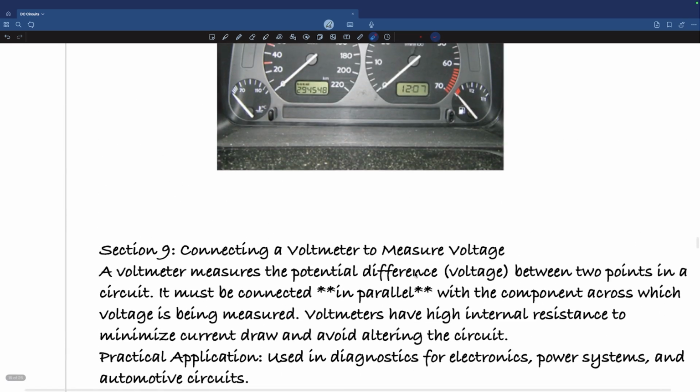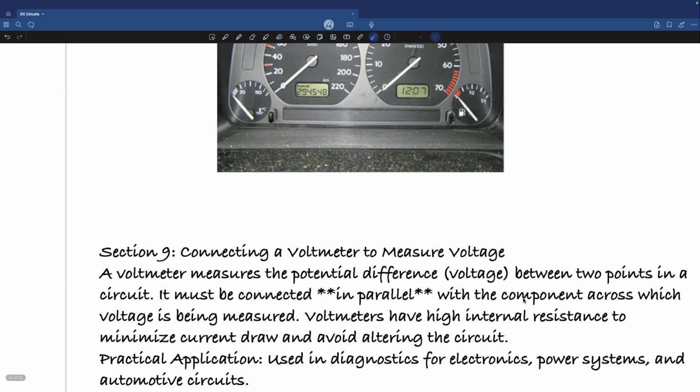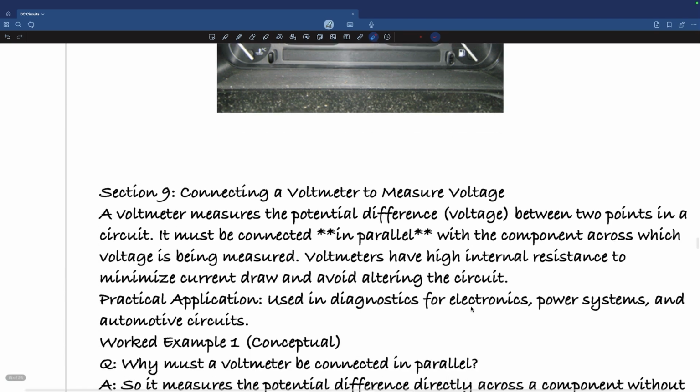And voltmeters have very high resistance because you do not want any current to flow through the voltmeter. Because imagine that you're using an instrument to measure something, and if you plug in that instrument, the current changes or the voltage changes, then you're going to measure the altered voltage, right? We don't want that to happen. So voltmeters have very high internal resistance, conceptually very important.